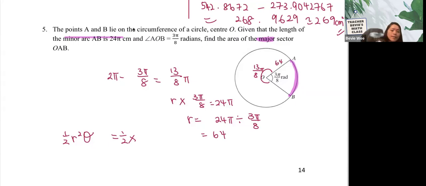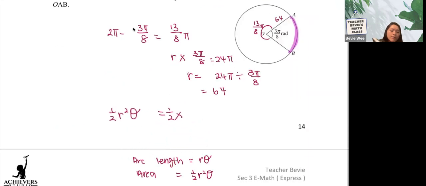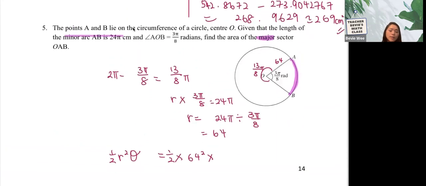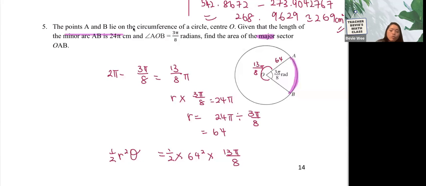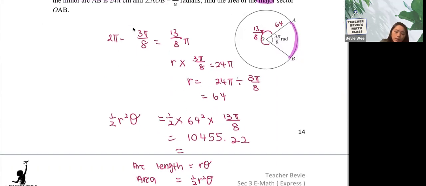Okay, now you can plug it inside your area formula already, which is half R square theta. So 64 square, and take note, I want the major sector. So it's 13 pi over 8, not 3 pi over 8. Okay, how much is this? I get 10455.22 area cm square, 3SF, 10500 cm square. That's it.